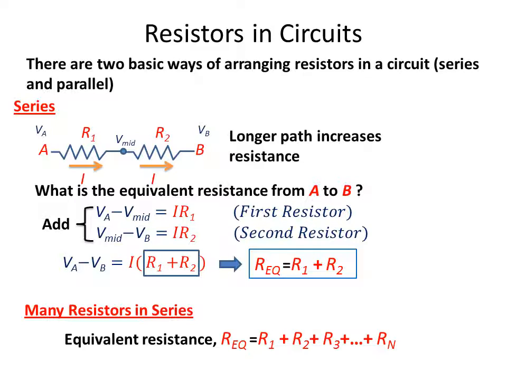If you have many resistors in series, the equivalent resistance, Req, is just the sum of all the resistors, R1 plus R2 and so on.